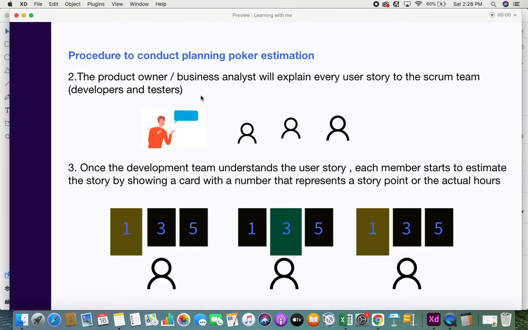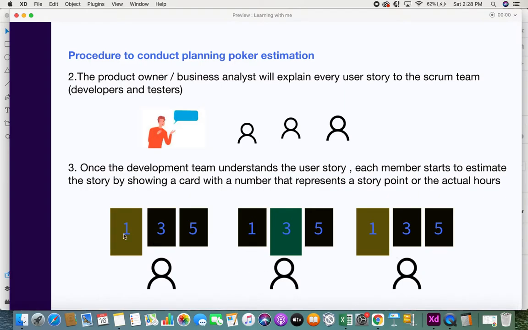After everyone is clear about what the story is about, the third step is, once the development team understands the user story, each member starts to estimate the story by showing a card with a number that represents a story point or the actual hours. These cards can be represented by story points or by the actual number of hours to complete a story. Depending on the card type, every team member, after listening to the story, would process the information and come up with an estimation.